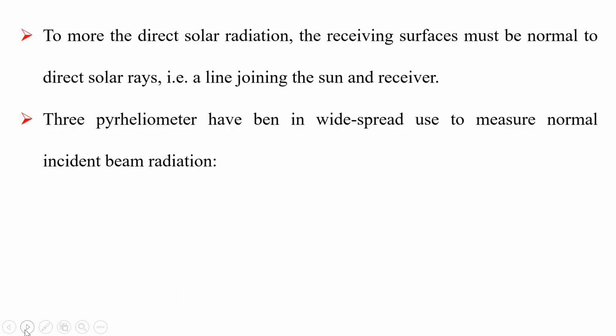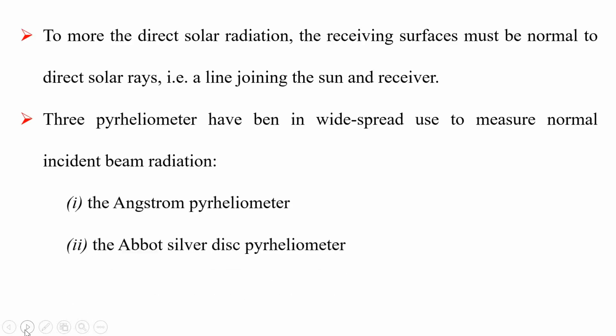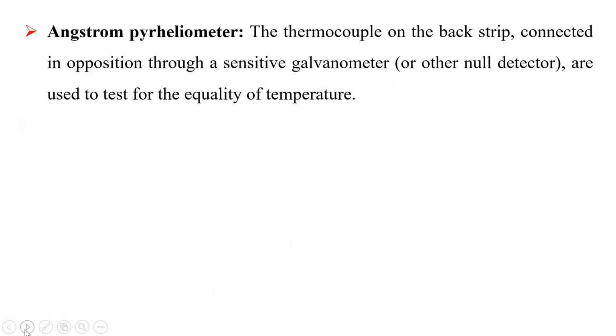Three pyroheliometers have been in widespread use to measure normal incident beam radiation. The first one is the Angstrom pyroheliometer, the second one is the Abbott silver disc pyroheliometer, and the last one is the Eppley pyroheliometer. These are the three types of pyroheliometers. We study the Angstrom pyroheliometer in detail.